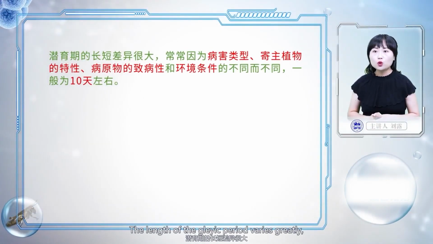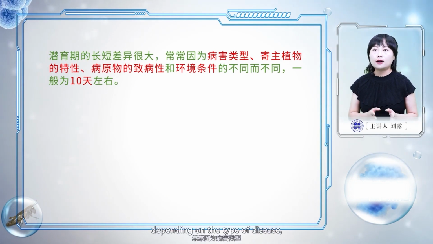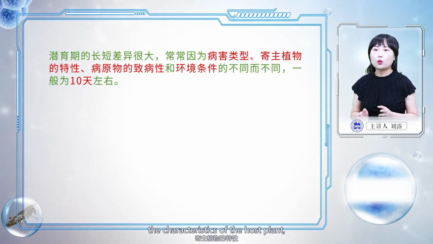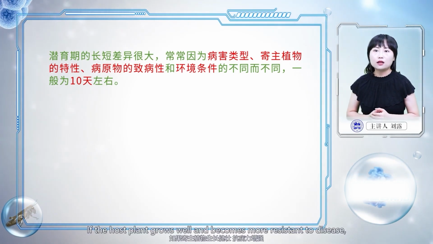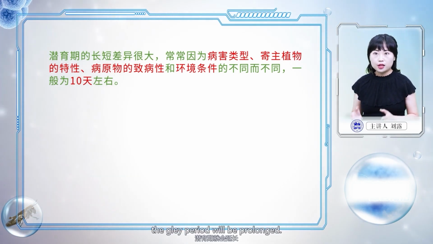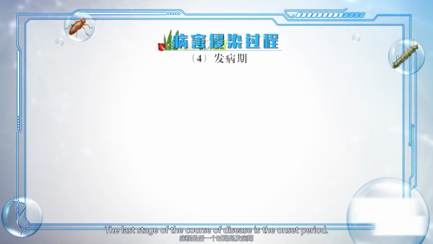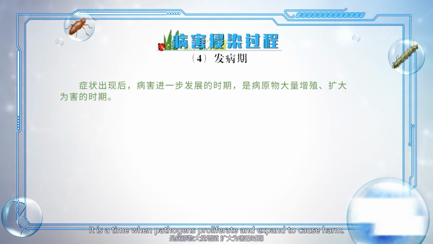The length of the glaic period varies greatly, usually about 10 days, depending on the type of disease, the characteristics of the host plant, the pathogenicity of the pathogen, and environmental conditions. If the host plant grows well and becomes more resistant to disease, the glaic period will be prolonged. The last stage of the course of disease is the onset period. This is the time when the disease progresses further after symptoms appear. It is a time when pathogens proliferate and expand to cause harm.